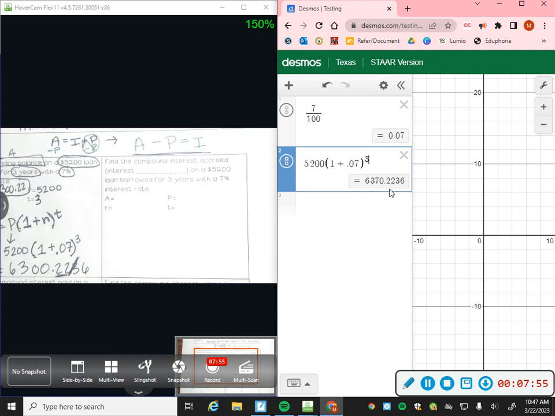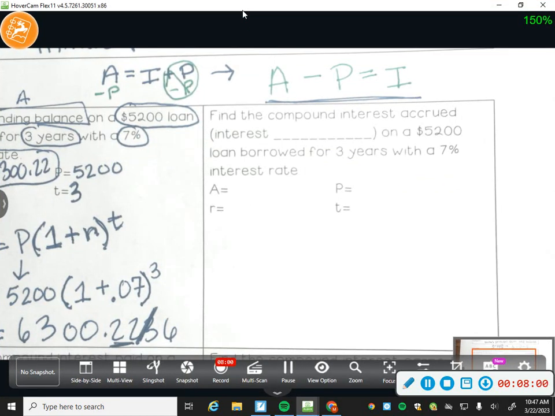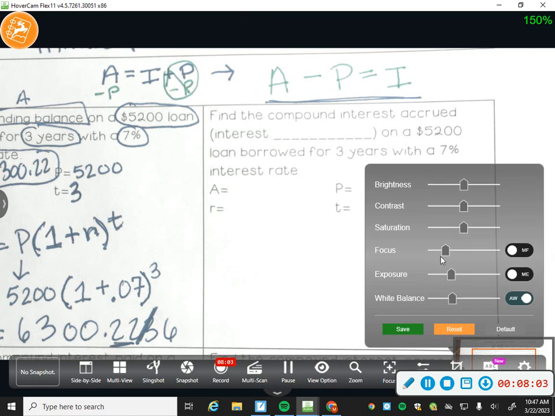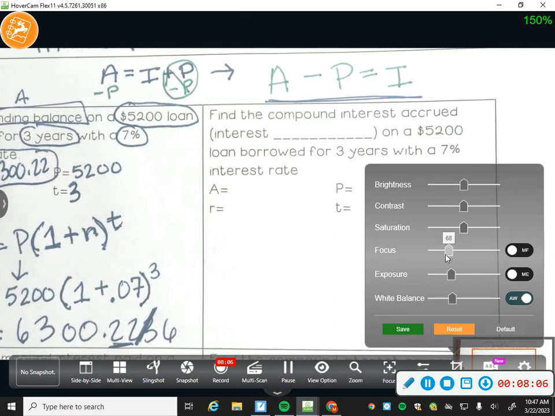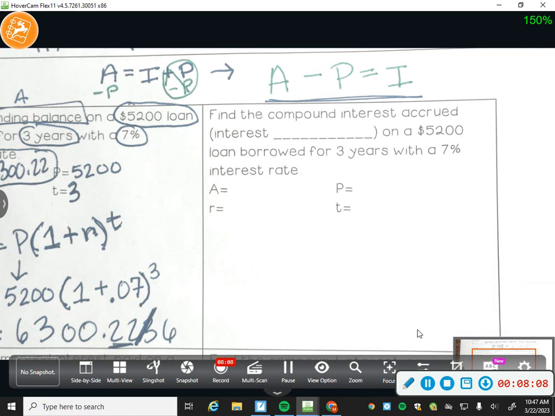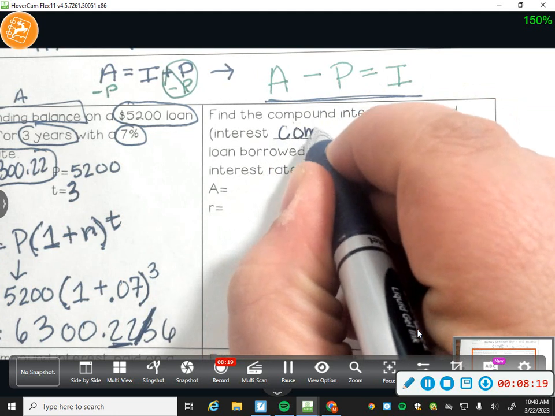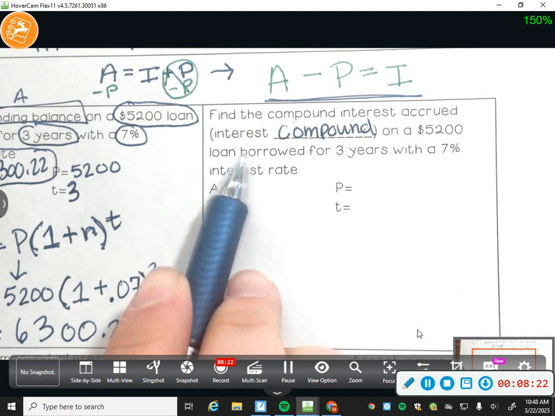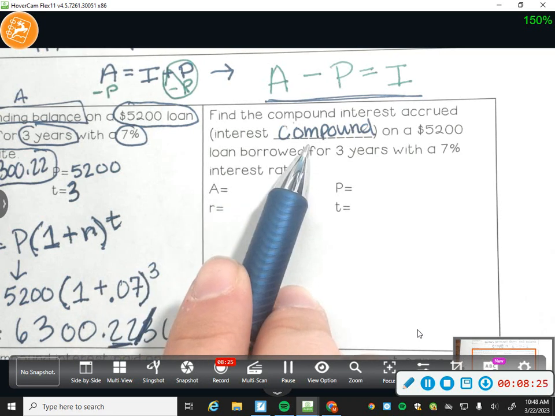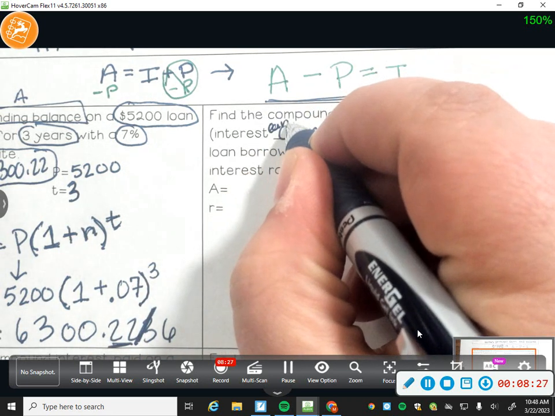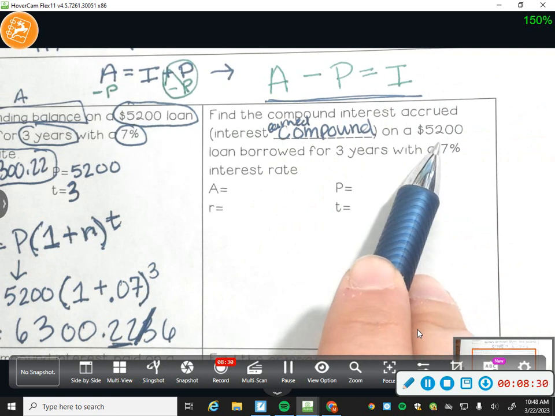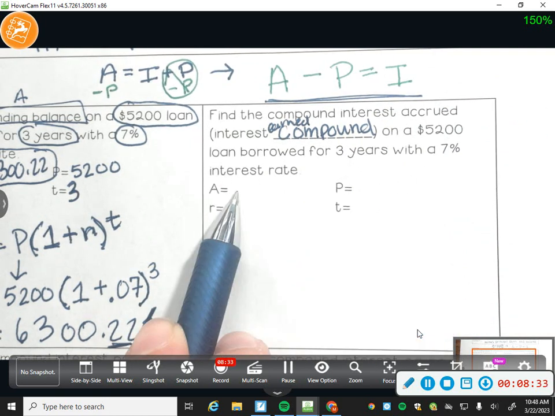Next problem, and I'll go back to large screen. Okay, this wants us to find the compound interest that is accrued. Accrued just means the interest that's been added in or grown. Because it says compounded, we know it's compound interest. So find the compound interest accrued, or the interest that's earned on a $5,200 loan borrowed for 3 years with a 7% interest rate.